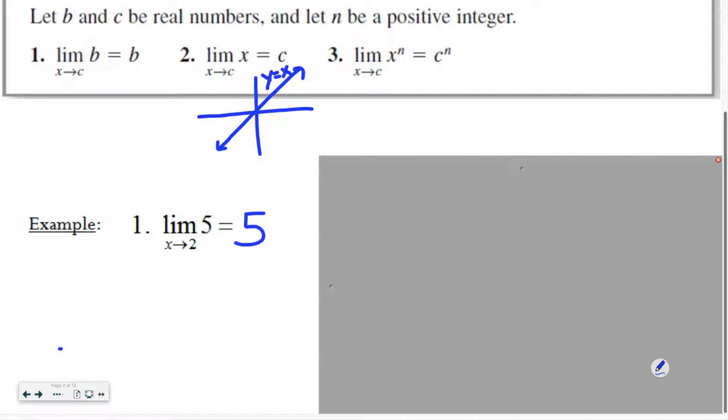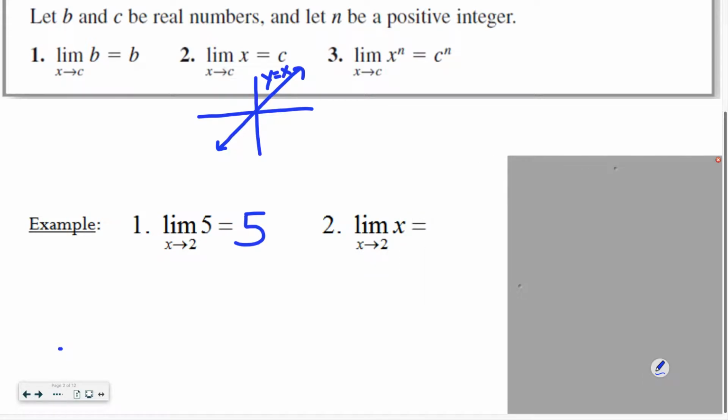If this is a constant, even if it's e or pi or pi cubed, whatever it is, if it's a constant, the limit is that constant. The limit as x approaches 2 of x. All we have to do is take this number and throw it in here because it's a polynomial. So what's our answer? 2. That's nice.